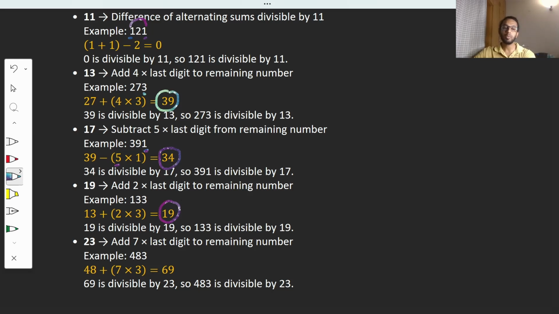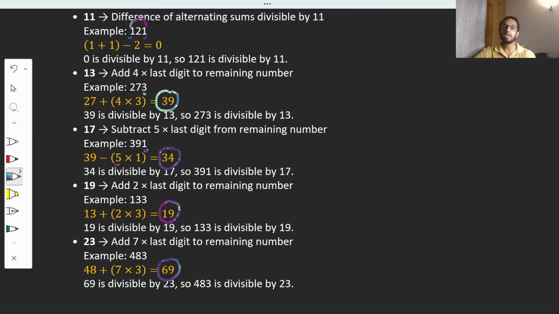And lastly, for 23, we take the last digit and multiply it by 7 and add it to the remaining set of numbers, and the number that we get, if it is divisible by 23, then the original number is also divisible by 23. So these are some rules that can come handy while we are doing prime factorization.